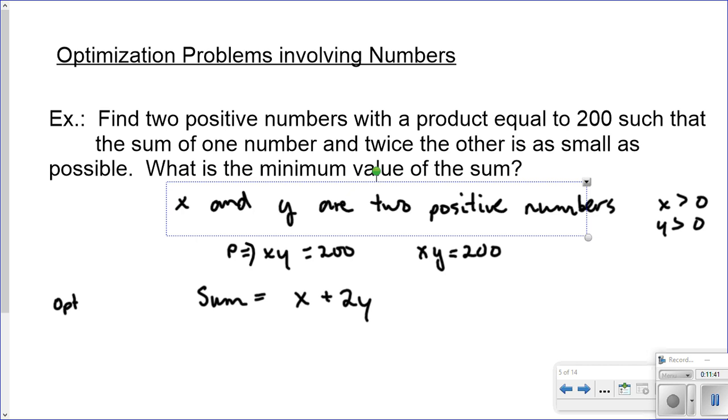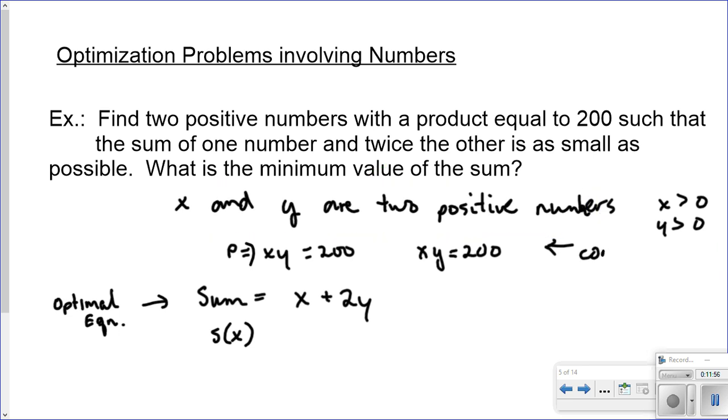That's my optimal equation right here, and I'm going to write that, eventually, as a function of x. Okay, this one's my constraint equation. It's under the following constraint that the product of the two numbers is always equal to 200. So let's solve for y. Okay, that just means division by x.